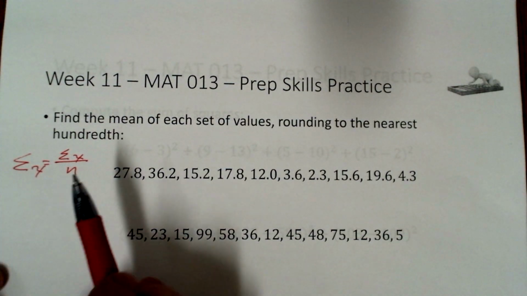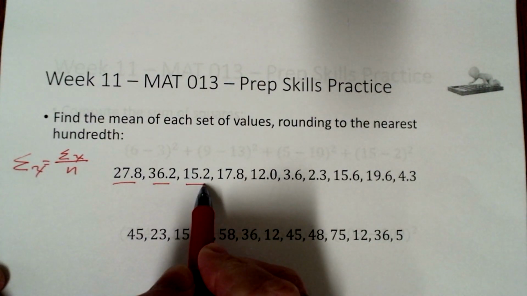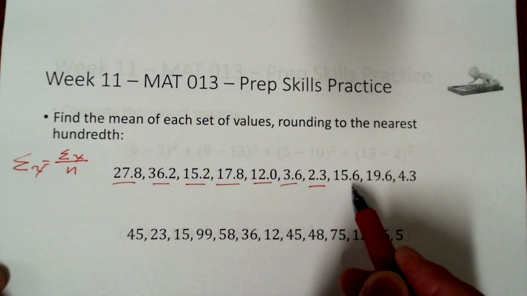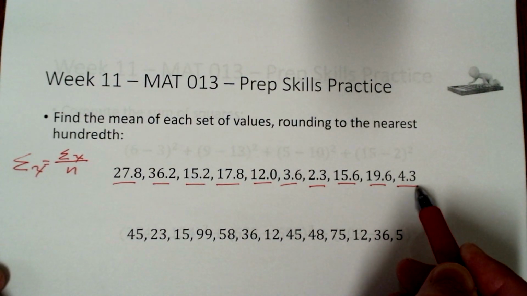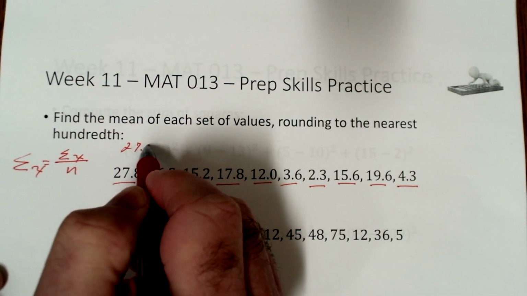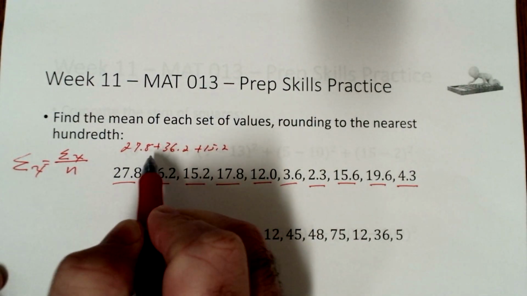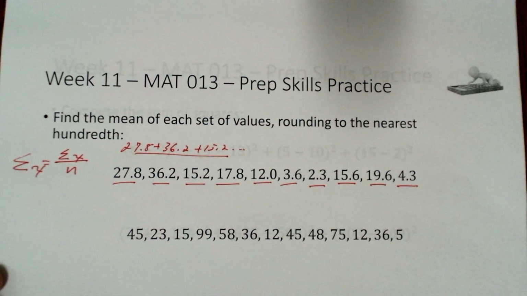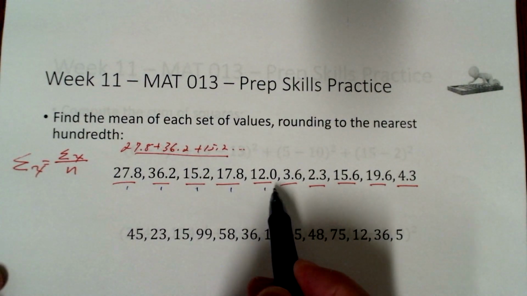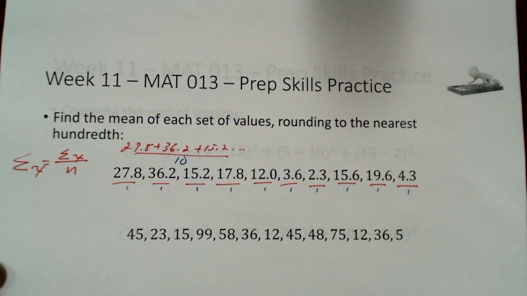So all we're going to do here is this. We're going to take each of these values, 27.8, 36.2, 15.2, 17.8, 12.0, 3.6, 2.3, 15.6, 19.6, 4.3, and we're going to sum them. Basically sum means add. So 27.8 plus 36.2 plus 15.2, etc., etc. And then we will divide them by how many numbers we have. Well, how many numbers do we have here? We have 1, 2, 3, 4, 5, 6, 7, 8, 9, 10. So we'll sum all of those numbers up.